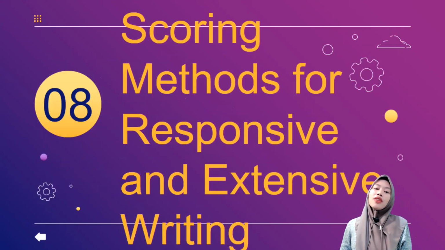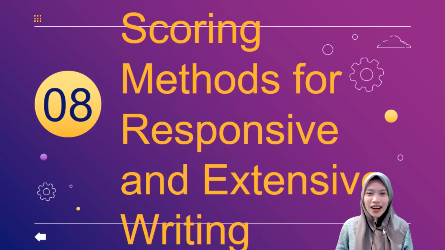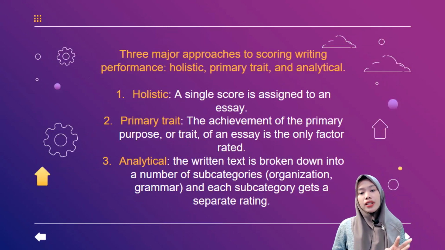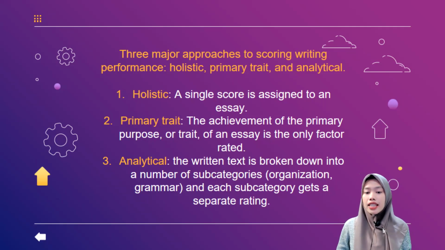The eight is scoring methods for responsive and extensive writing. Three major approaches to scoring writing performance. The first is holistic, the second is primary trait, and then the last, or the third, is analytical. What is holistic? Okay, a single score is assigned to an essay. And then primary trait, the achievement of the primary purpose or trait of an essay is the only factor rated. And then analytical, the written text is broken down into a number of subcategories.